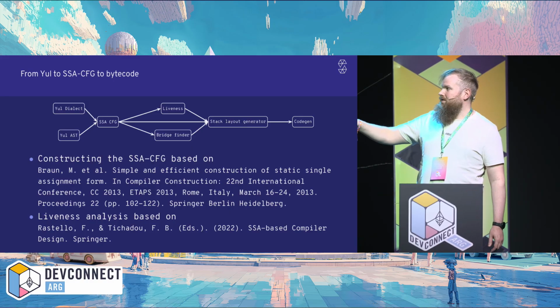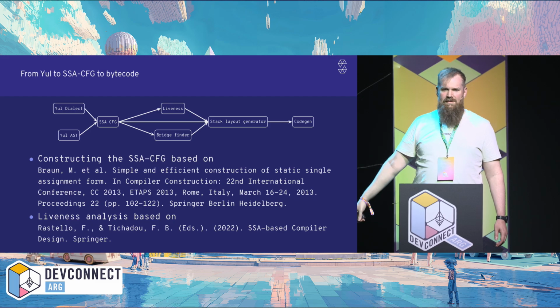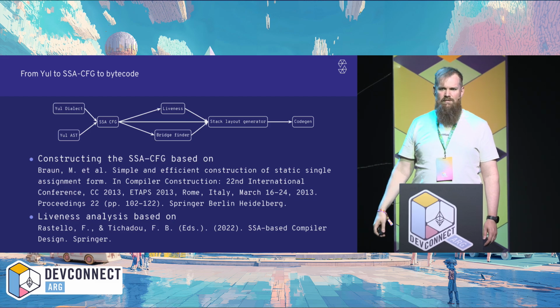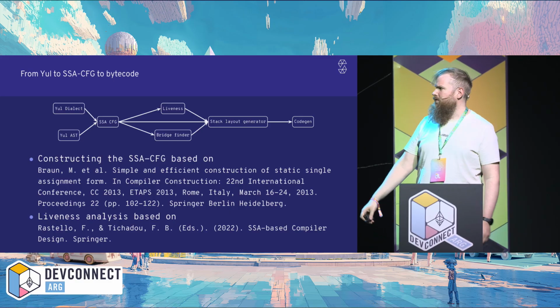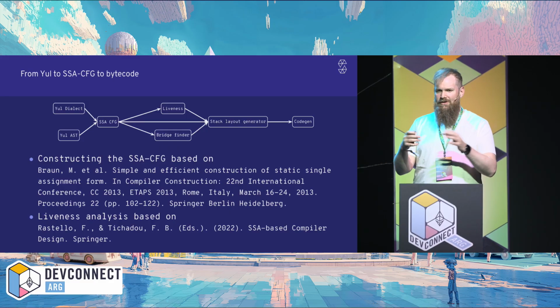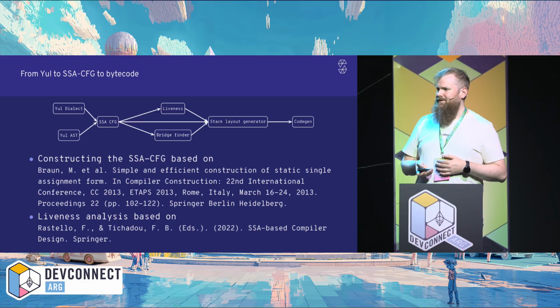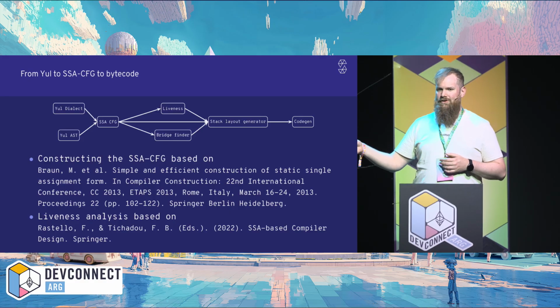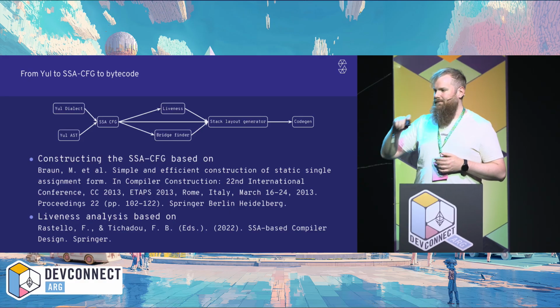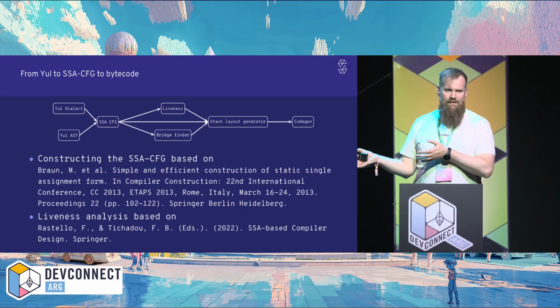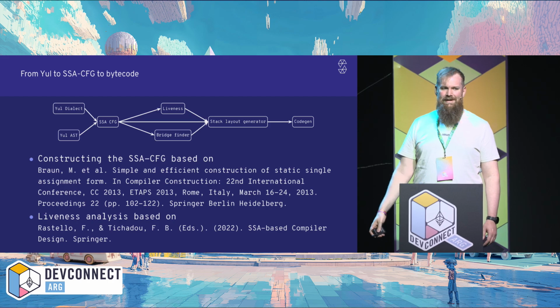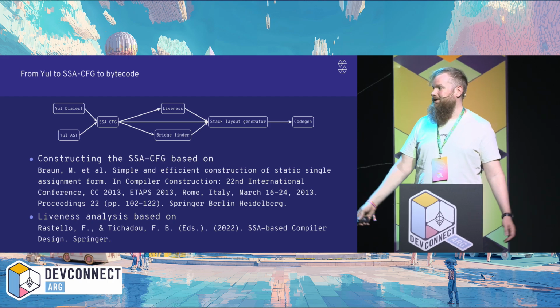Based on that, we construct the SSA CFG, and we do a liveness analysis, which is pretty much textbook. That's an a priori thing where you statically determine which variable is live when and for how long. I'll give you an example in a second. We also find bridges. I might skip over that a little bit. Then we have a stack layout generation pass, which transforms the SSA CFG, based on the liveness and the bridges, into stack layouts. And then we have codegen.